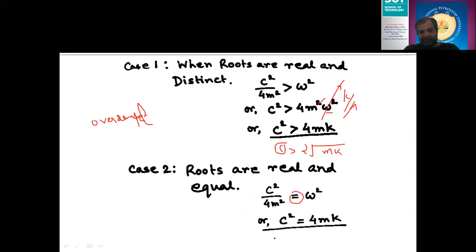When this equal sign comes, this is the condition I will say is the critical damping condition. Okay, this is the critical damping condition.